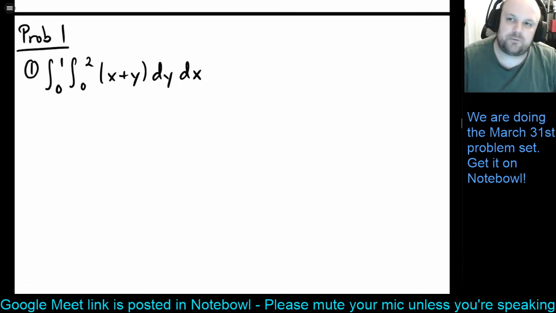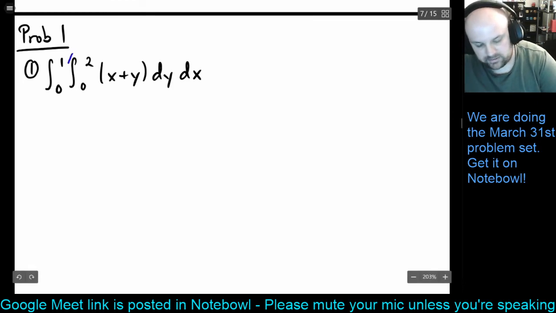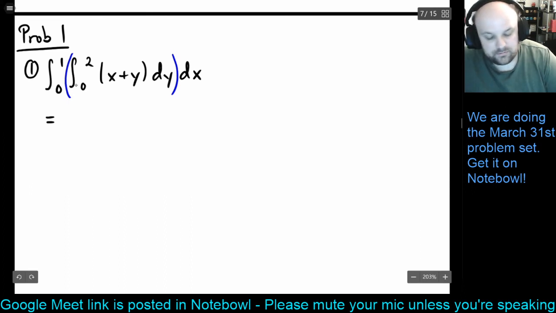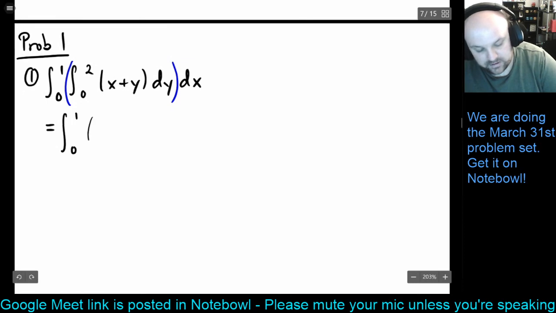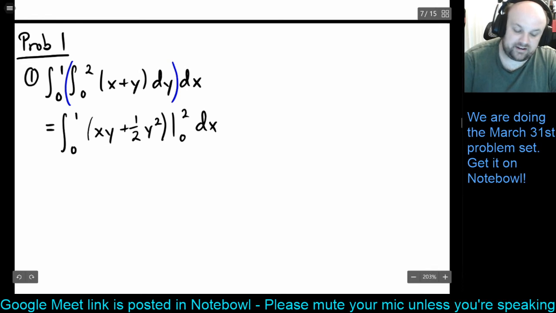When we're doing multiple integrals, it's basically the same thing as doing integrals in single variable calculus. You just do them one at a time. So again, here we always start from the inside out. Let's integrate this function with respect to y. We want to basically undo a partial derivative with respect to y here. So this would be xy plus 1/2 y squared, from 0 to 2.